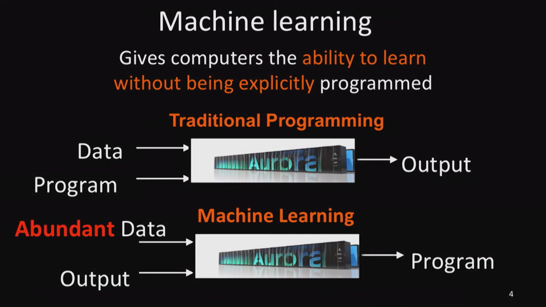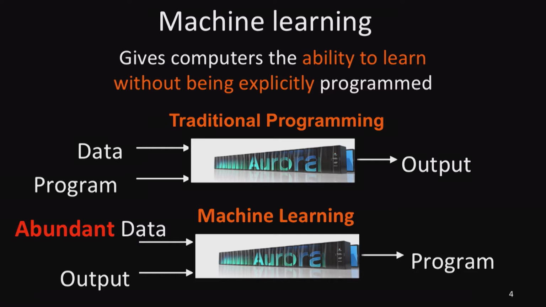Okay, so there is another way to look at it. Machine learning gives computers the ability to learn without being explicitly programmed. So far, in the training program, what you might have seen is traditional programming, right? So you start with the data and program, and then you scale it up on a big machine, and you get an output that is the answer to your problem.